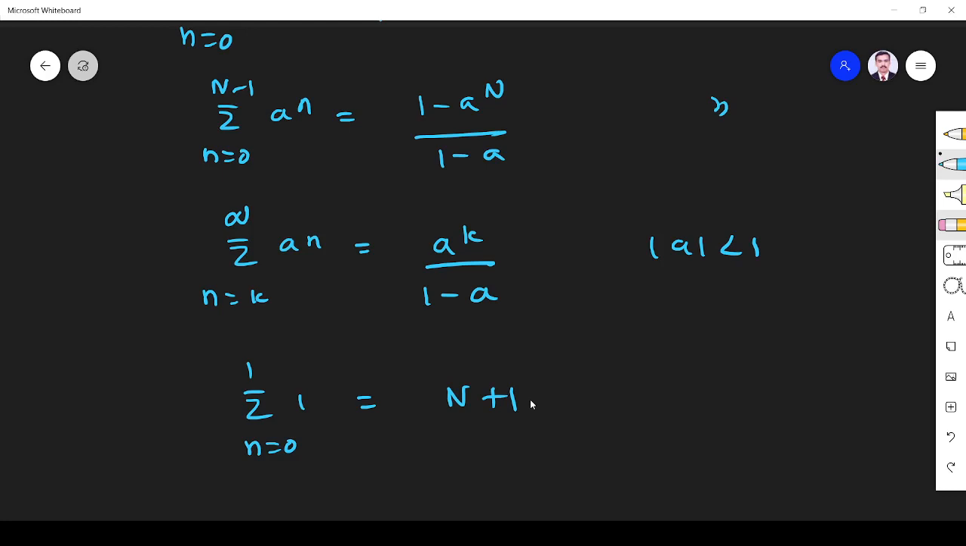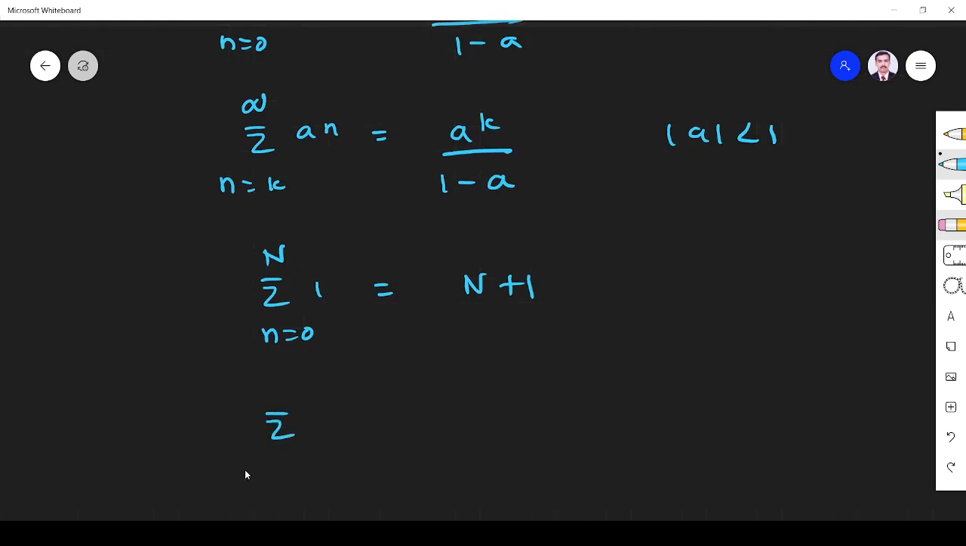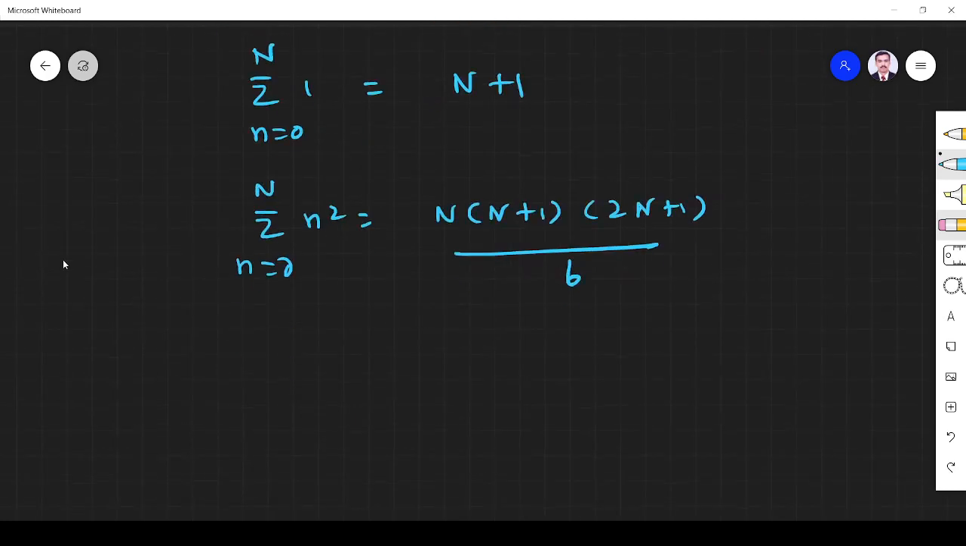So n goes from 0 to n, right? So these things they have to remember. And one more formula is summation n goes from 0 to n of n square. So that is given by n into (n plus 1) into (2n plus 1) divided by 6. Right? So these things we must remember.